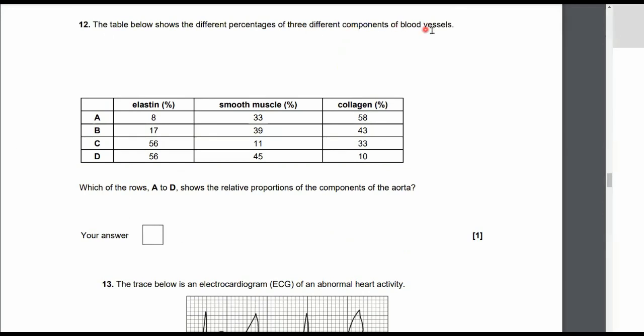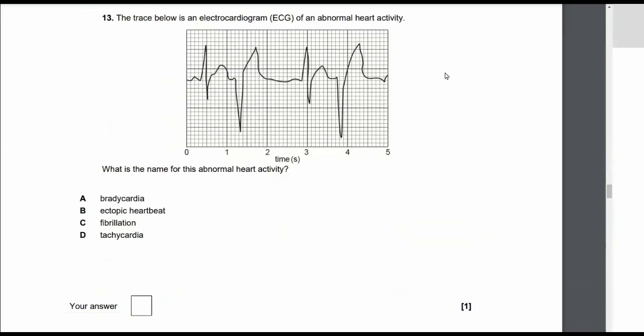The table below shows the different percentages of 3 components of blood vessels. We've got elastin, smooth muscle, collagen. Which of the rows A to D shows the proportions of the components of the aorta? That's a huge artery. It needs loads of elastic for recoil. So you're looking at C or D really, because it needs tons of elastic to stop it snapping. And it needs collagen for repair and strength, and it doesn't need quite as much smooth muscle as 45%.